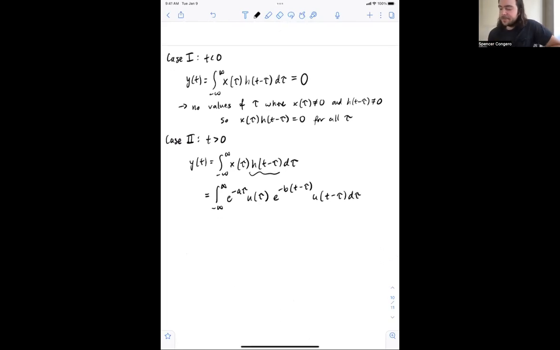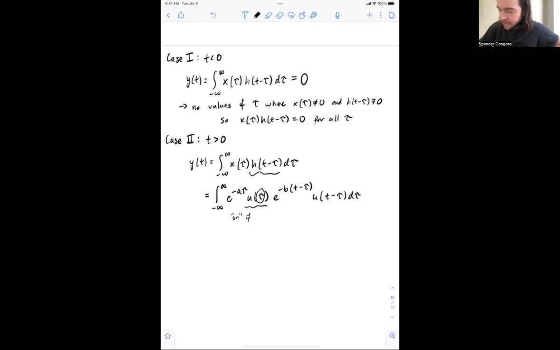Now how can we simplify this integral? Well, look at these two unit steps. Unit step functions are sort of like switches. They're either on or off. And we want to know where they're both on, because if they're off, they equal 0, and so this integral would just be 0. We want to know where they're both on.